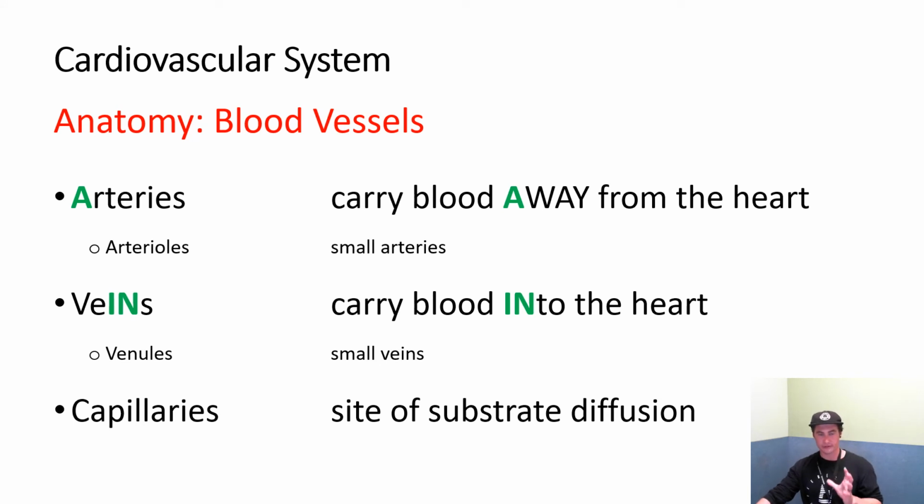Some rules to remember: arteries always carry blood away from the heart. It means that most of the time blood going out of the heart has a lot of oxygen, but not always. Veins always carry blood into the heart, and capillaries are the site of substrate diffusion. So it's your capillaries that have the semi-permeable membranes that allow oxygen and CO2 to move between your blood and your lungs, or your lungs and your blood, or your blood and your cells, or your cells and your blood.